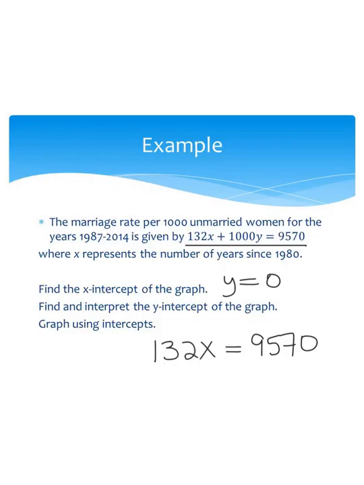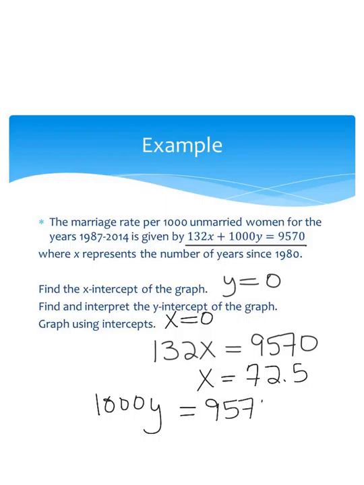That gives us x equals 72.5. Then it says find and interpret the y-intercept. We'll go through the same sort of thing, except now we're going to let x equal 0. Cover up the 132x with your hand. You end up with 1000y equals 9570. We'll divide both sides by 1,000. So we know that y equals 9.57.